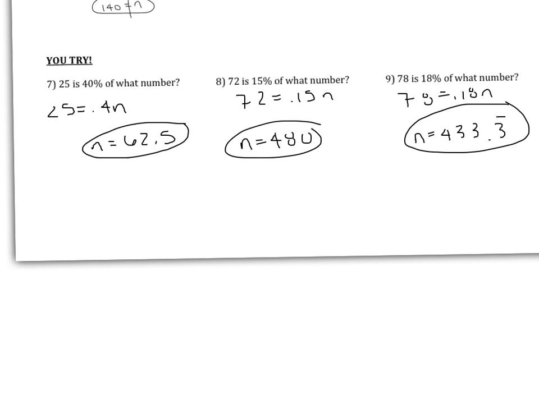Alright, so from 7, 8, and 9, here are your answers. So number 7, you could have had n was 62.5. Number 9 should have been 433.3 repeating. Make sure you have the bar over the 3 repeating. Notice that on all of these, we didn't need to multiply by 100 because we're solving for a number, not a percent. And also, there's no percent signs after them.